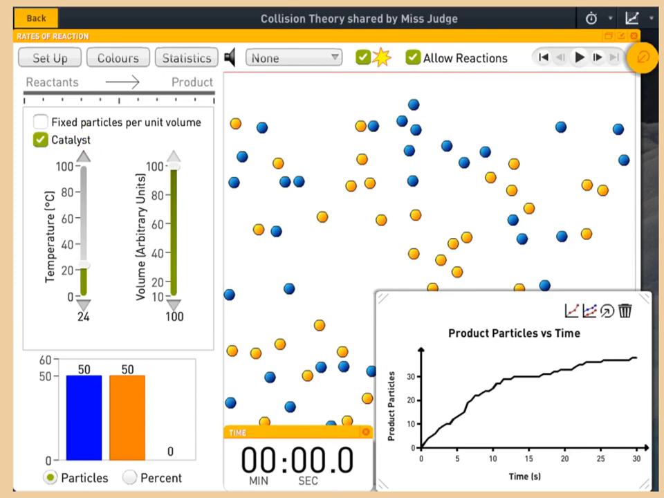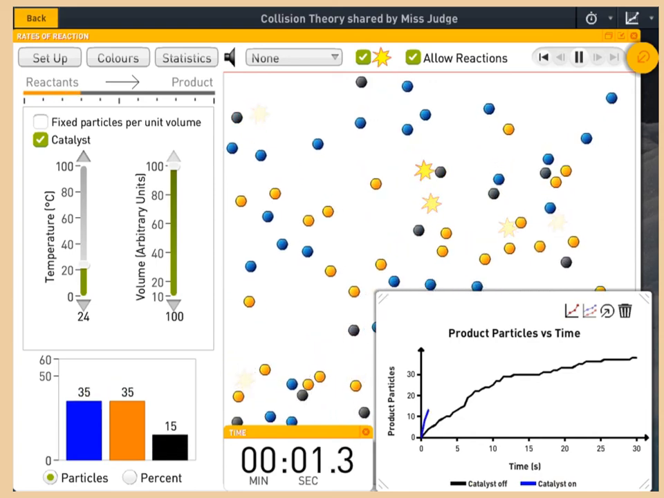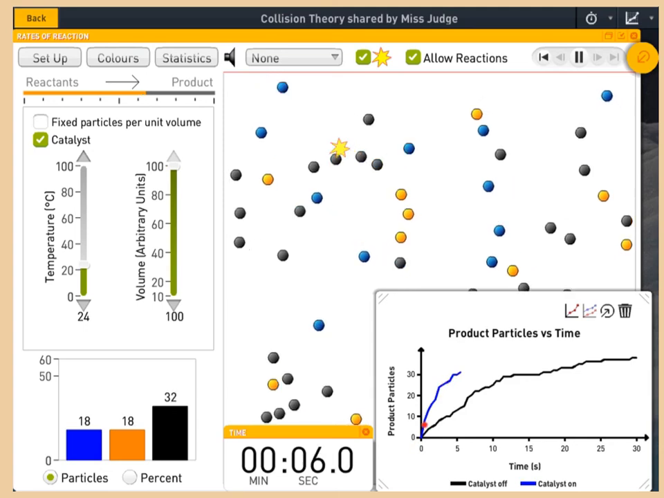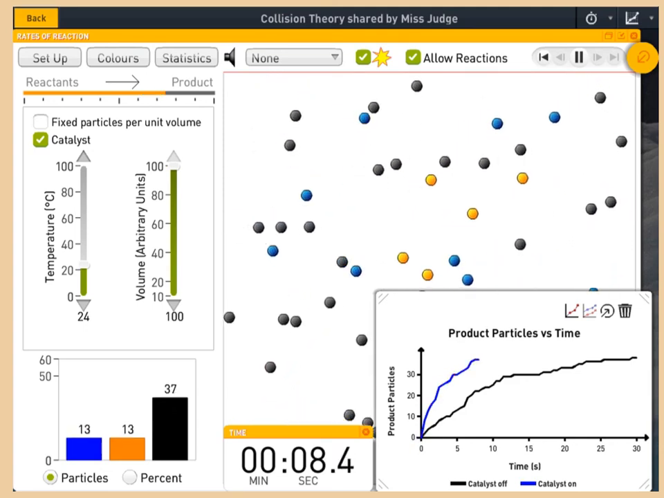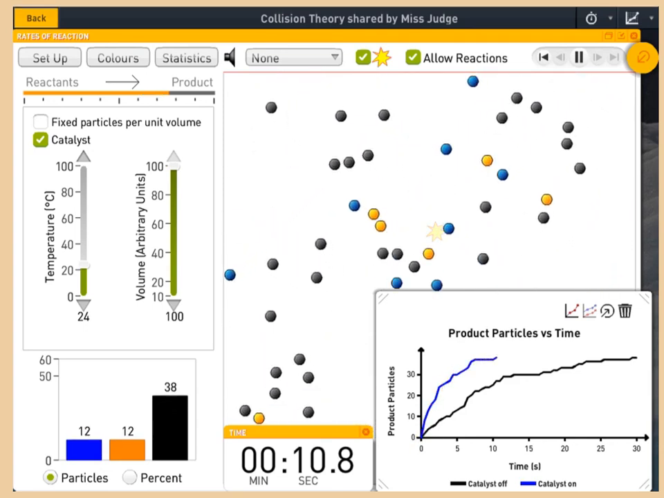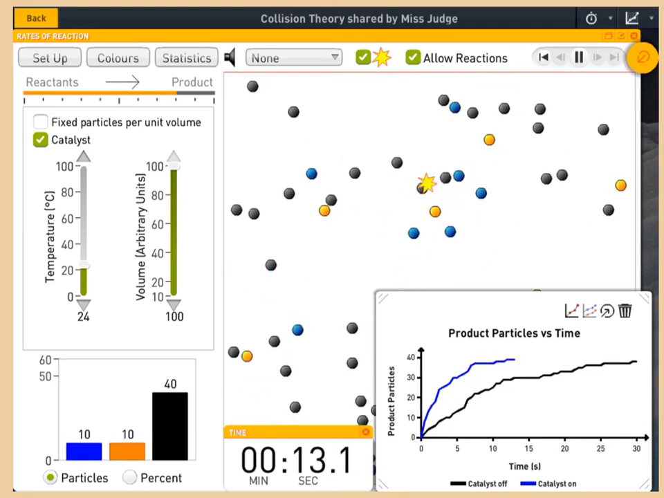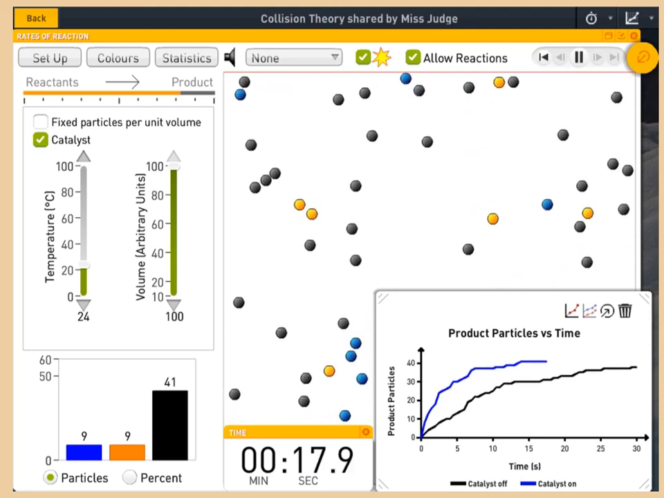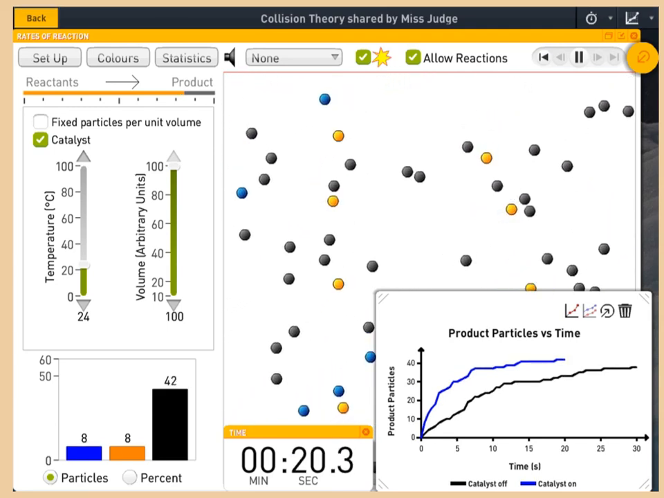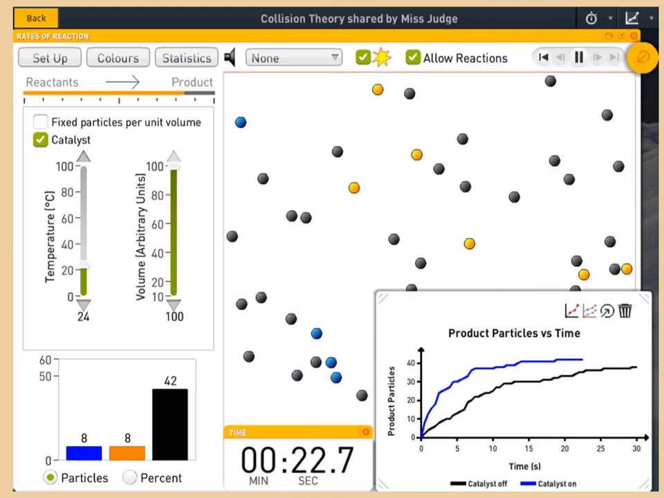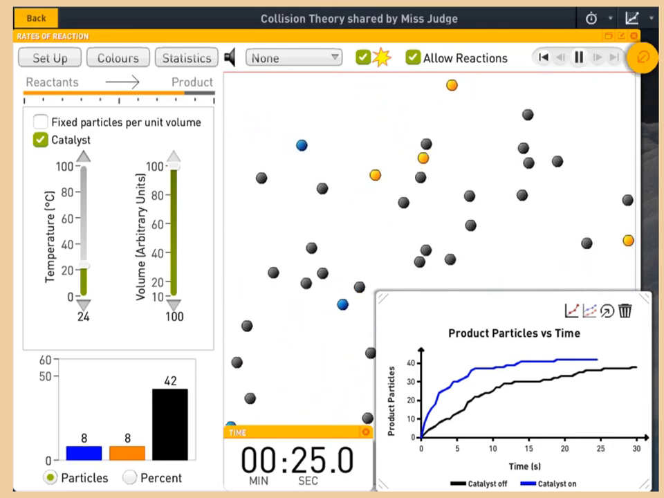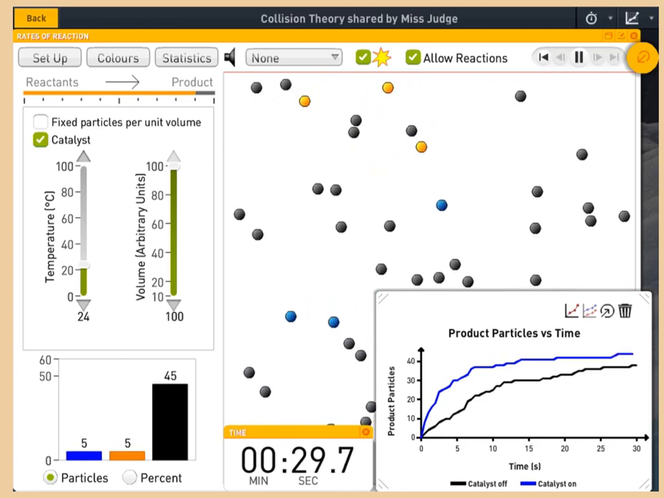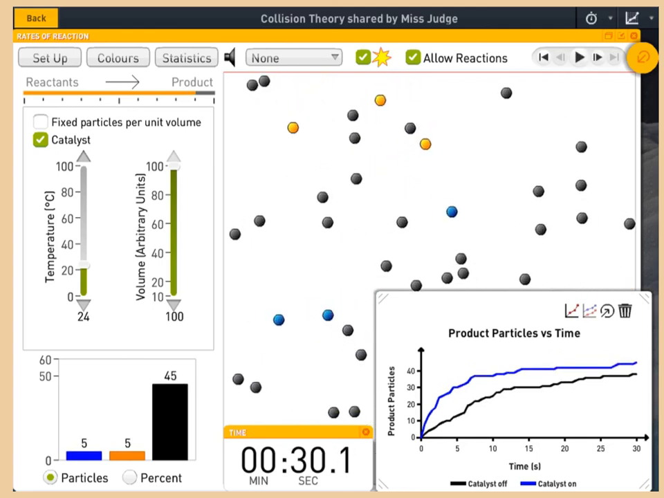Now we're going to put a catalyst in and we'll run it for 30 seconds again. And this is the blue line on your graph. So you can see straight away this part of the graph is much, much steeper with a catalyst, and a steeper line represents a faster rate of reaction. So what the catalyst is doing is allowing some particles to collide with less energy but still successfully produce a product. So without the catalyst, they would bounce off each other, but with the catalyst, because the activation energy is lower, they don't need as much energy to turn into a product.